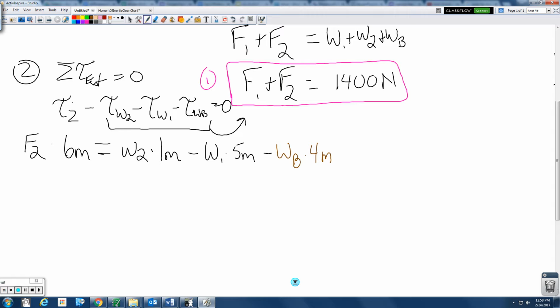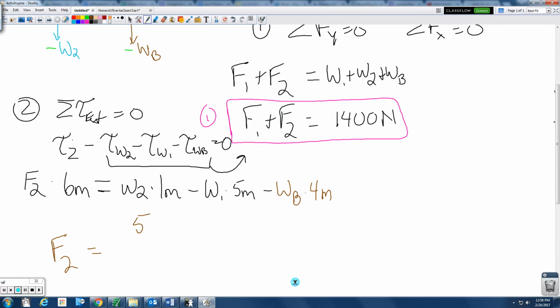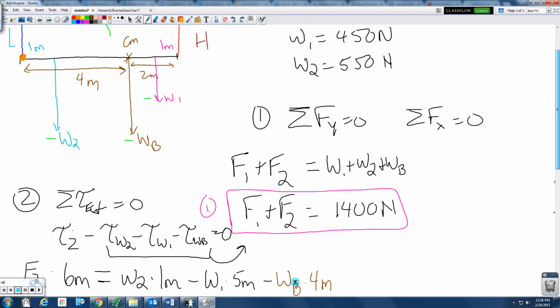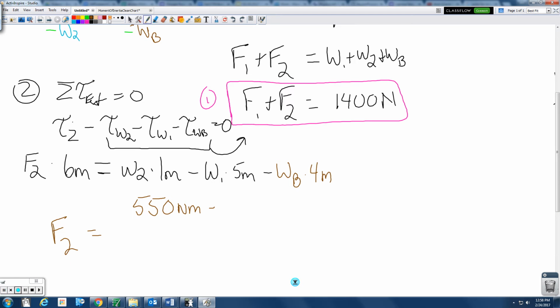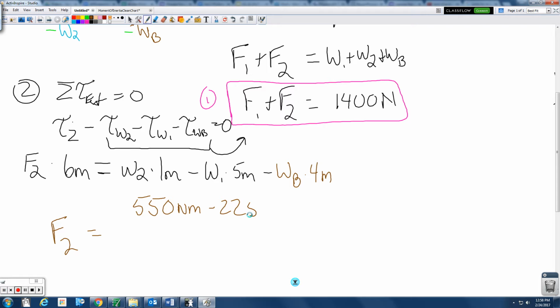Now, if I want to find F2, I need to divide both sides by 6 meters. And I also need to substitute in the value of my weights. So weight 2 is 550, so 550 times 1 is 550 Newton meters. Weight 1 was 450, right? So 450 times 5. Is it 5 or 4? It's 5. Yeah, it's 2,250 Newton meters.